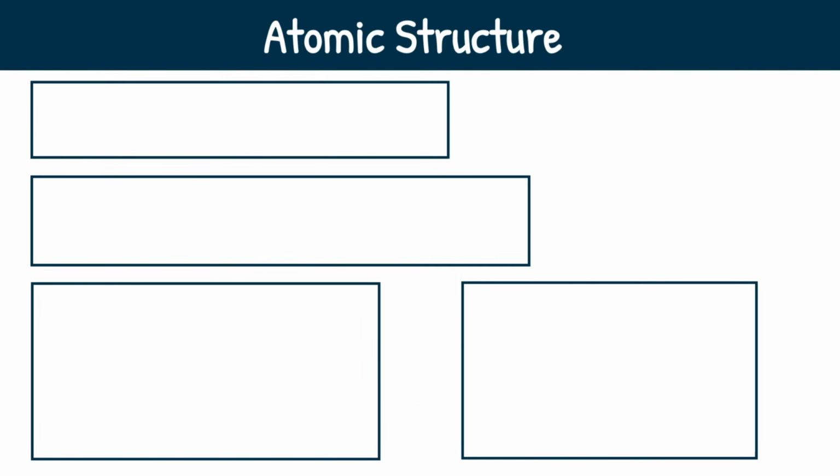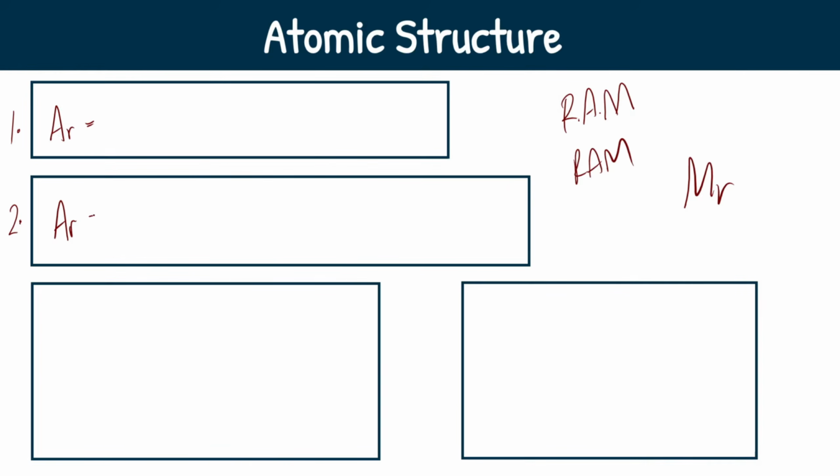All right, atomic structure. First two, super easy, right? AR. Okay, AR is our relative atomic mass. You're sometimes going to see it written as R.A.M or RAM, but primarily for AQA, we're going to be looking at AR. Okay, very similar to relative formula mass, MR. But this is going to be for specific atoms.